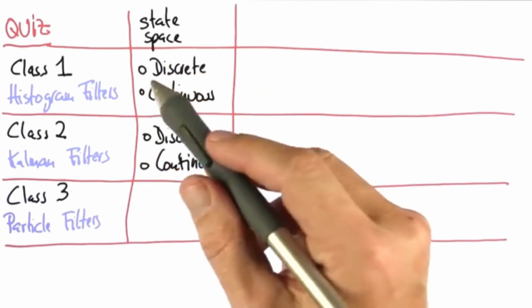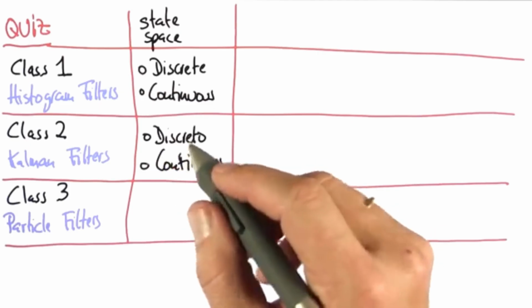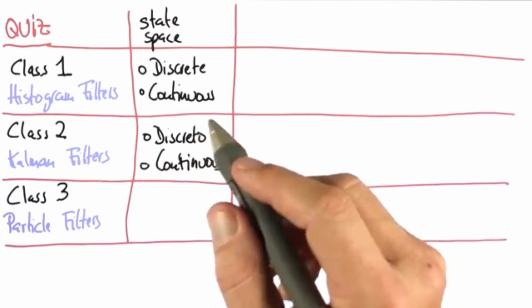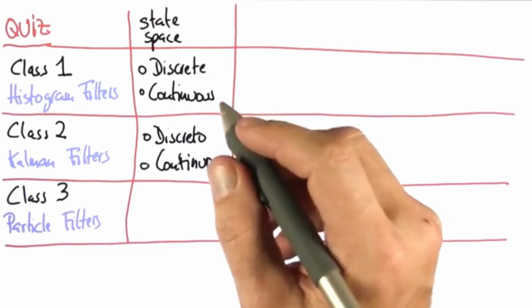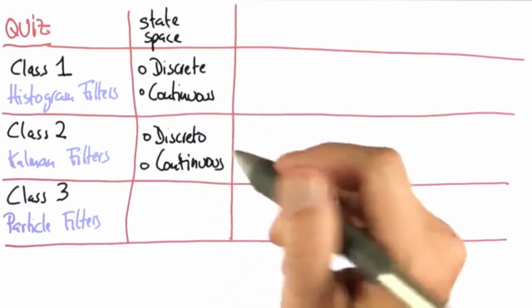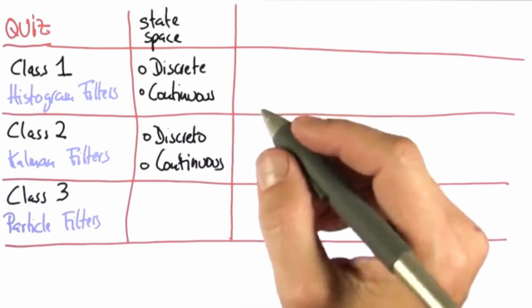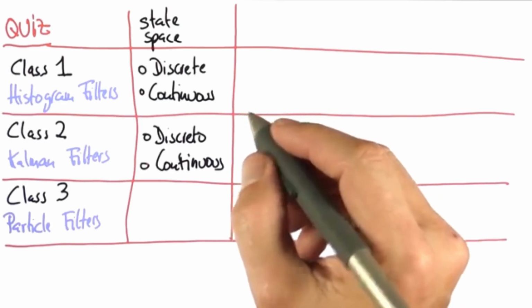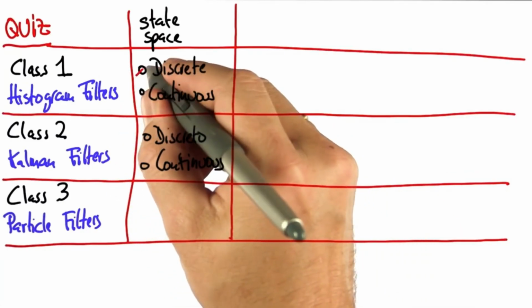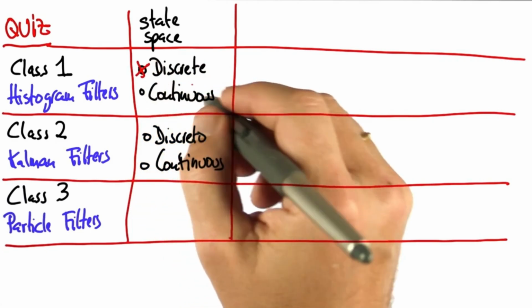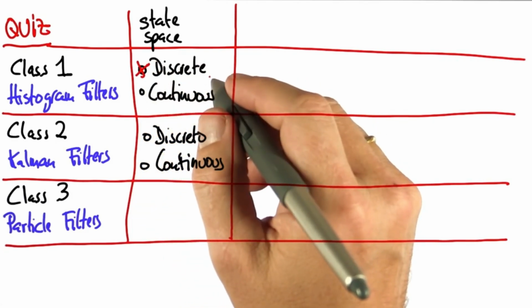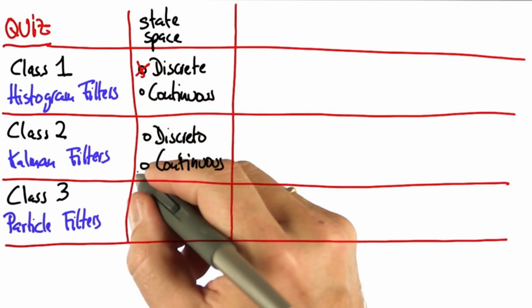Please check exactly one of those two boxes over here. And I understand these questions are not entirely unambiguous, but in the spirit of the method, please check whichever fits best. Well, the histogram filter was discrete. The distribution was defined over a finite set of bins, whereas the Kalman filter had a continuous state space.